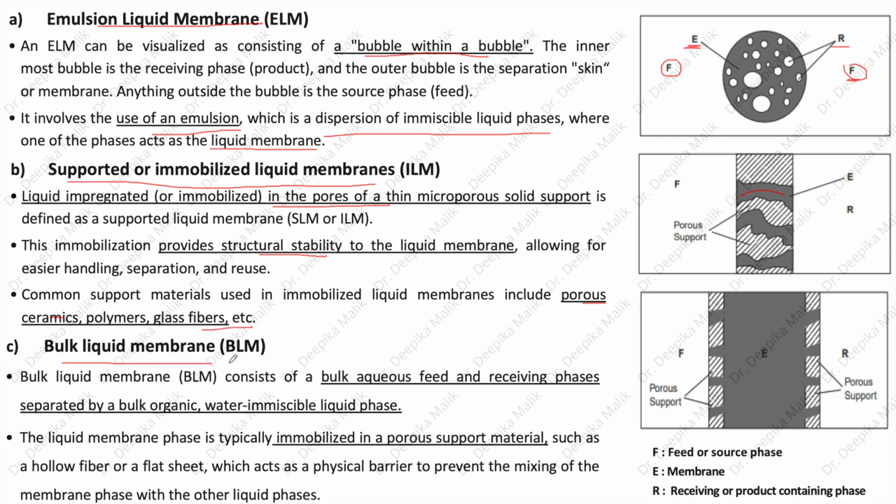Third is the bulk liquid membrane, which consists of a bulk aqueous feed and receiving phases separated by a bulk organic water immiscible liquid phase. The liquid membrane phase is typically immobilized in a porous support material such as a hollow fiber or a flat sheet, which acts as a physical barrier to prevent the mixing of a membrane phase with the other liquid phases.